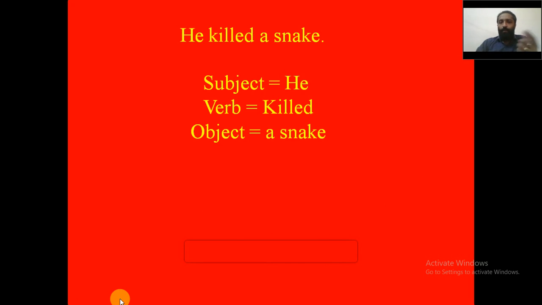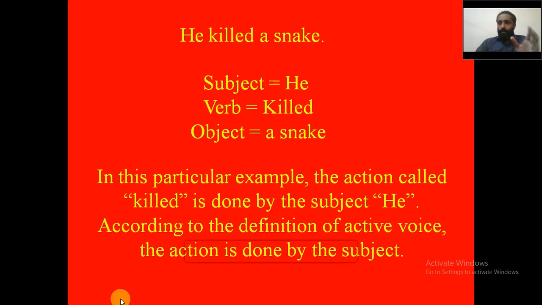Let's take one more example. He killed a snake. Subject is he, verb is killed, object is a snake. In this particular example, the action called killing is done by the subject, that is called he. So he is a subject that does the particular action called killing a snake. So that's how you define the term called active voice, when the subject is the doer of the action, which means the action will be done by the subject.